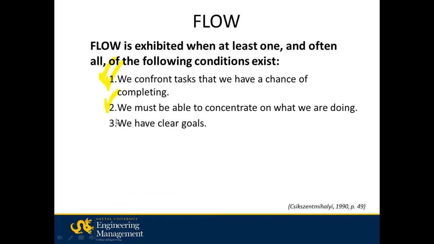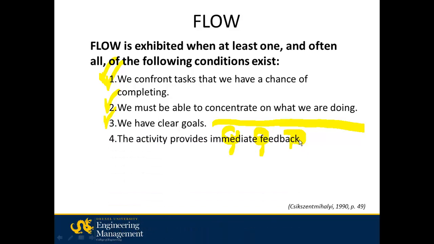The third is, we have very clear goals. And I always work with goals in 3 areas: I have quantity, I have quality, and I have pace. If you have quantity, quality, and pace in your goals, or if you're used to working with SMART goals, generally you'll find that your goals are defined as clear and you have a better chance of achieving them. The fourth item is that the activity you're working on provides immediate feedback. I know how well I am doing.